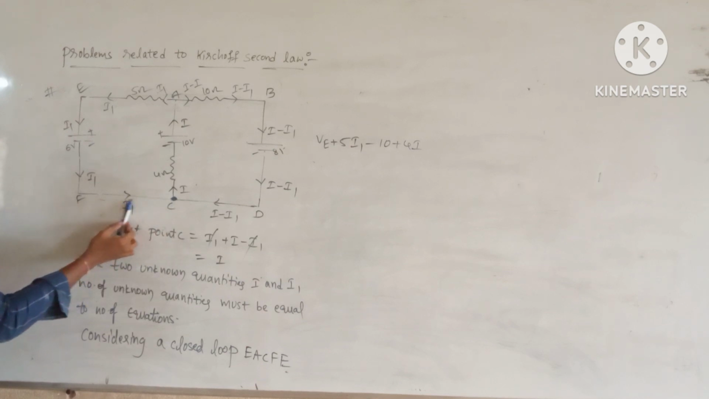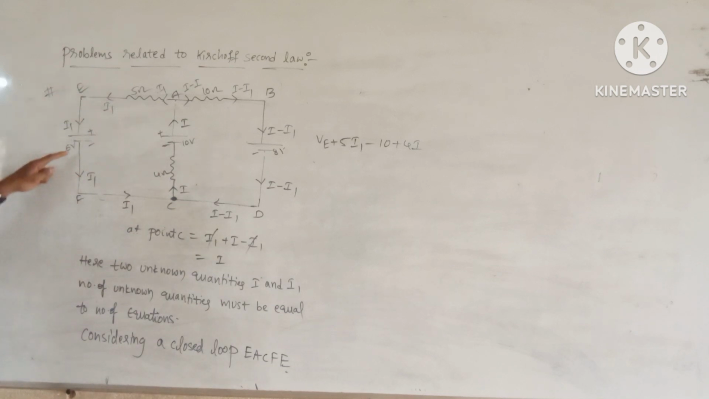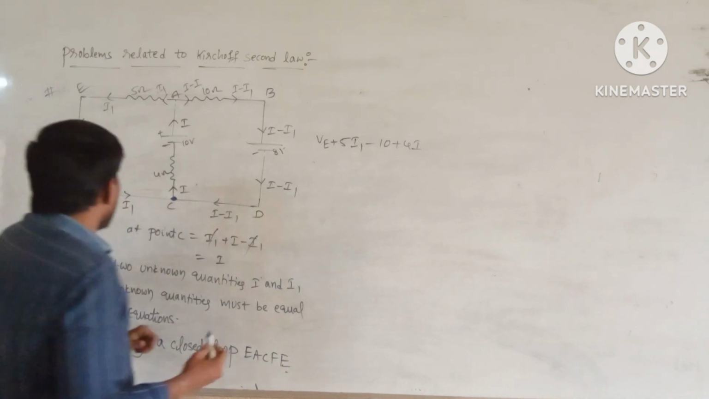Now I am following the path CF. In the path CF, there is no resistance and no cell. Okay, no problem. Now in the path FE, we move across the cell from negative to positive. So what is the potential difference across the cell? Positive. So that's why I am writing plus 6.